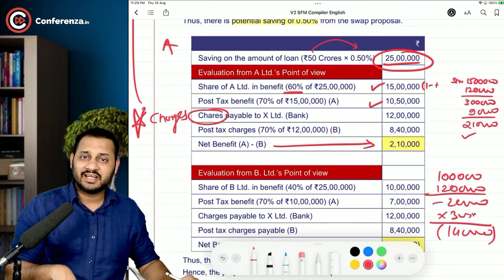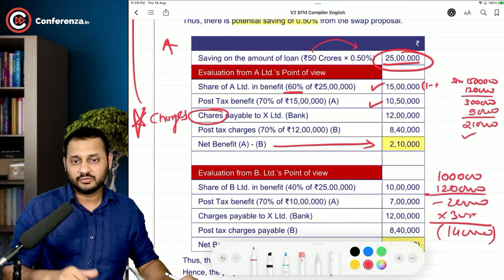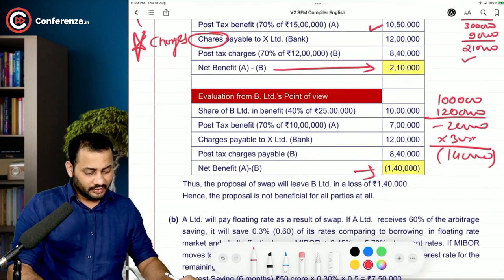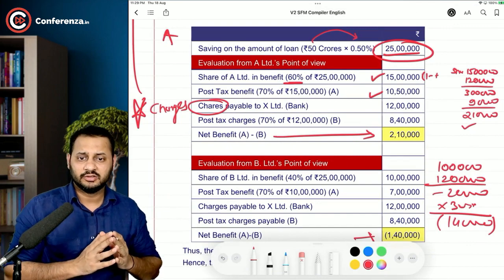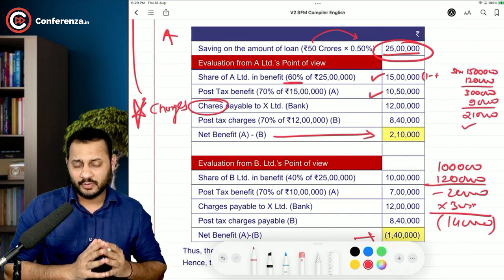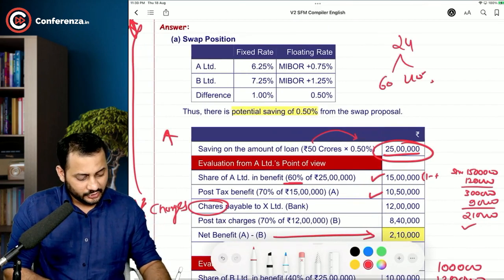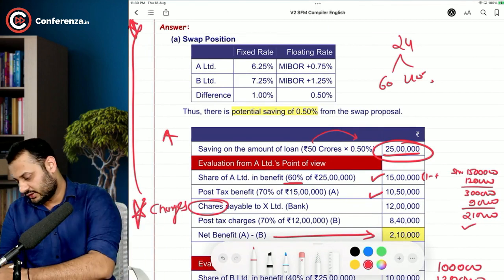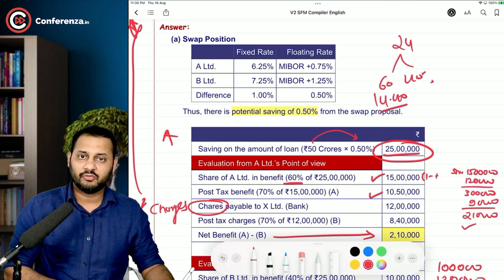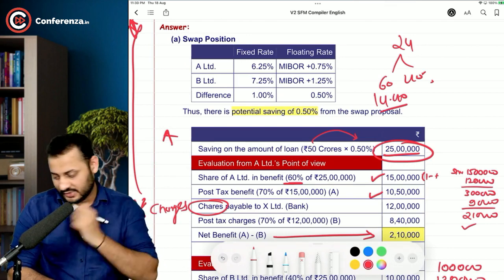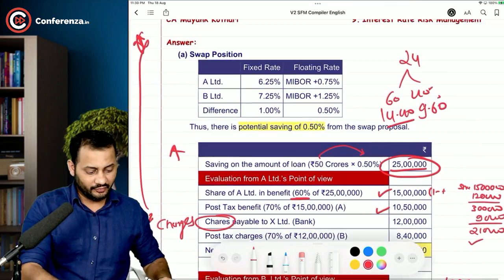So what will happen? The charges of the intermediary have to be reduced. That's what should be done. And in fact, out of 24 lakh rupees of the charges, you can see 12 lakh and 12 lakh, he is charging 24 lakhs to both the parties. So my view is, out of this 24 lakh, 60-40 should be done. 60%, that means he should charge 14 lakh 40,000 to A Limited, and the balance of 9 lakh 60,000 to B Limited. So what will happen, I will tell you.